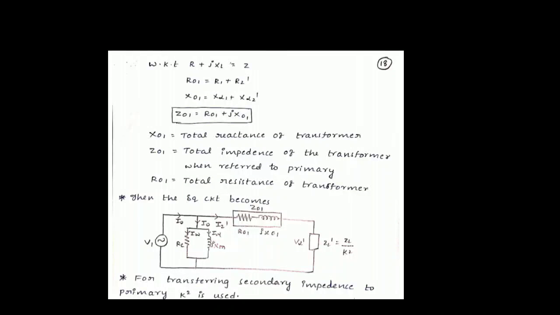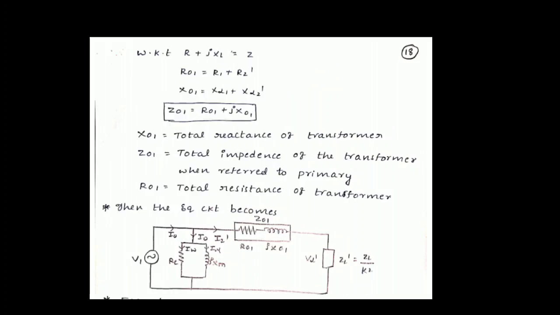We know that the impedance Z is equal to R plus jXL. Here we have two resistances. One resistance is from the primary side, another is from the secondary side, which we have already shifted from secondary to primary, so R2 becomes R2 dash. Now R1 plus R2 dash are two series connected resistances, which can be collectively called R01.